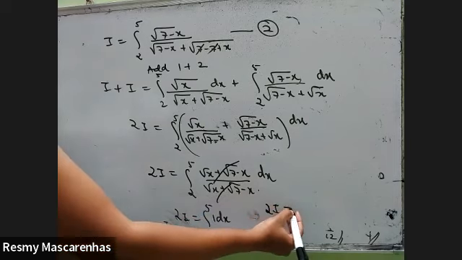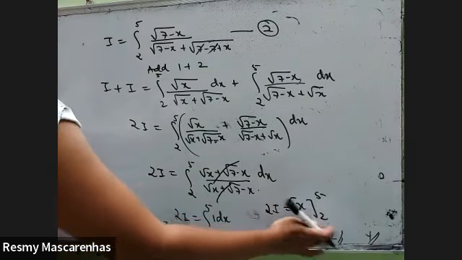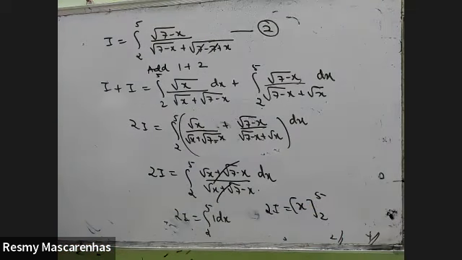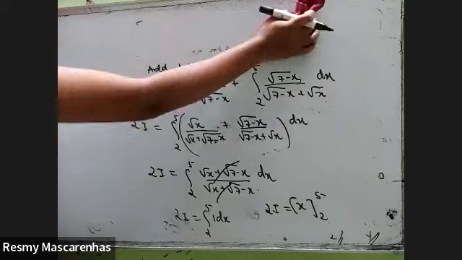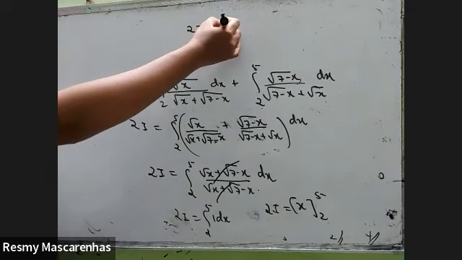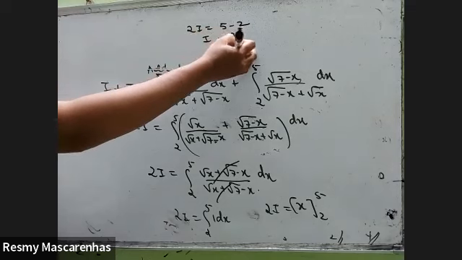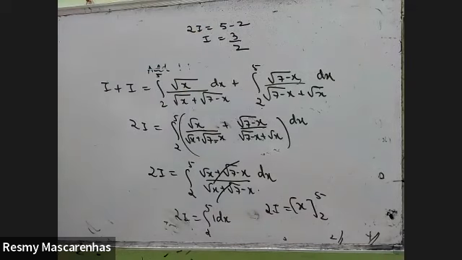We will get 2I equals to x from 2 to 5. Substitute the upper limit minus the lower limit. That will be 3 by 2. Next question.